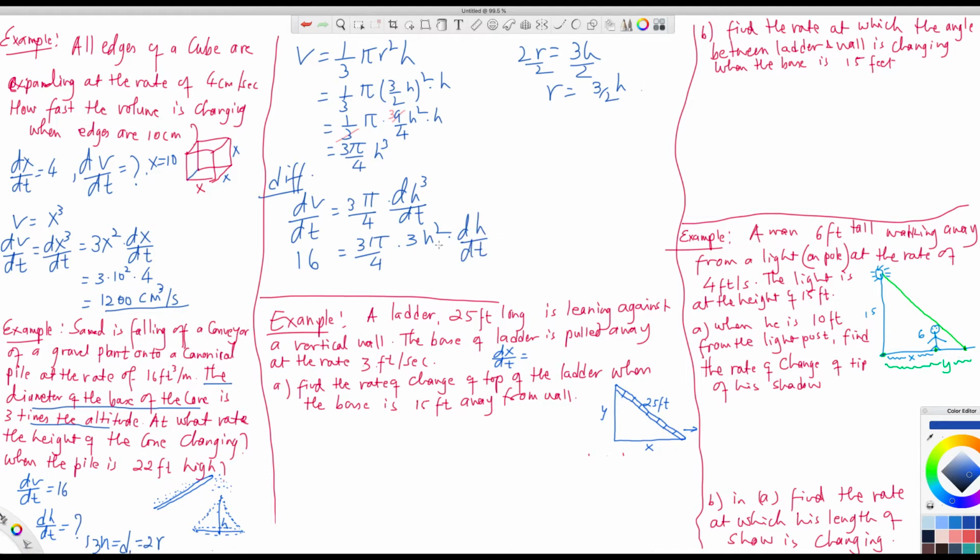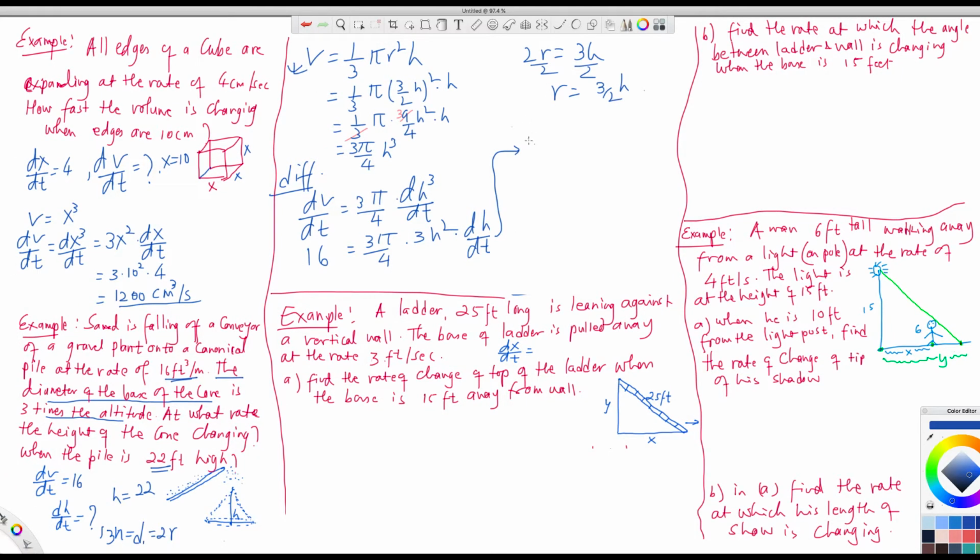So what is the h though? The h is when the height of the pile is 22, right? So by the way, let me write down that h equals 22 there, okay? So you plug in h equals 22 and then solve for dh over dt. What you get is 16 equals, this is 9 pi, right? So 9 pi times 22 squared over 4 and then times dh over dt.